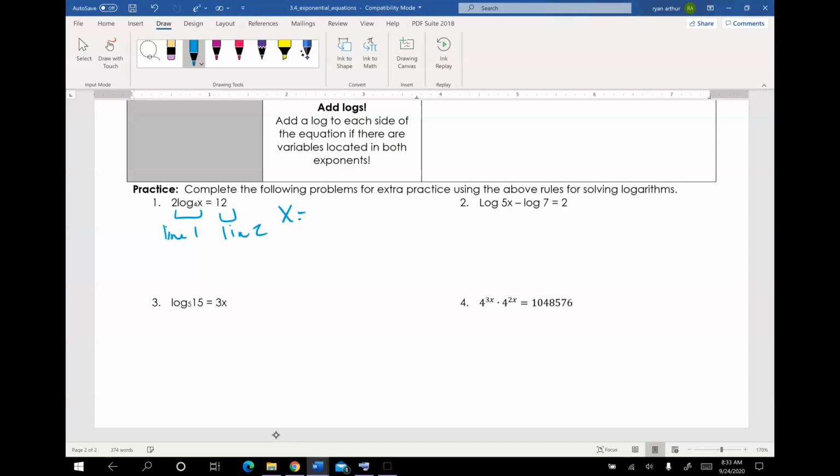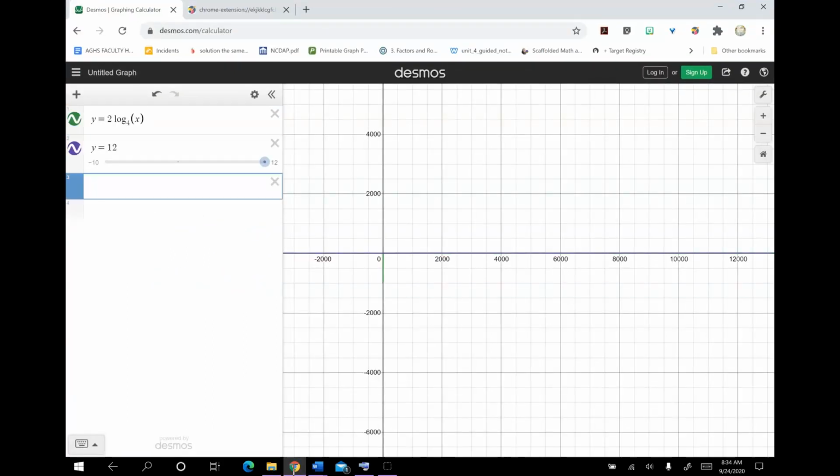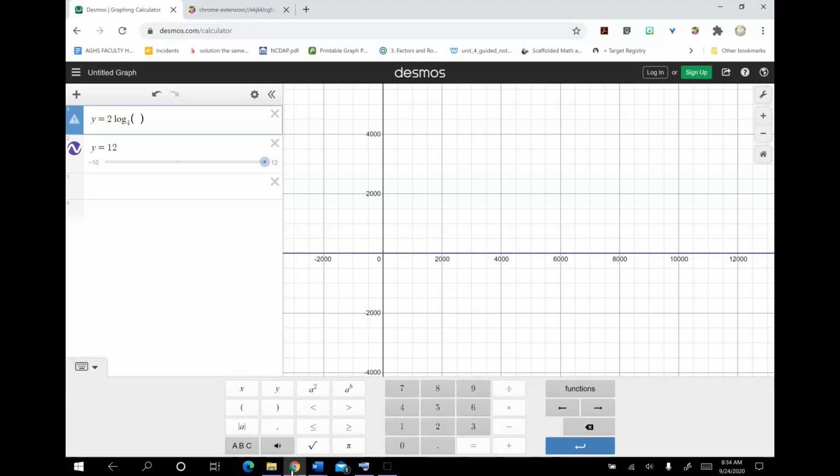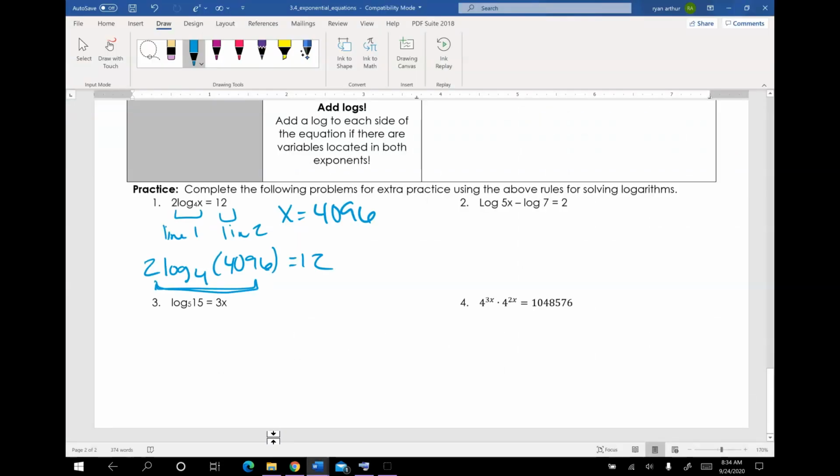Now, again, you can check your work. Okay, so if I got x equals 4,096, check your work, plug x in. I can say 2 times log base 4 of 4096. If you're not sure if that's the answer, I can type this into Desmos, and if it gives me 12, then it's the right answer. Okay, so check your work sometimes if you're not sure. So I'm going to replace this x with 4096, and look, it gives me 12. So you can check your work on these if you get to one where you're like, I don't know if that's the answer or not.